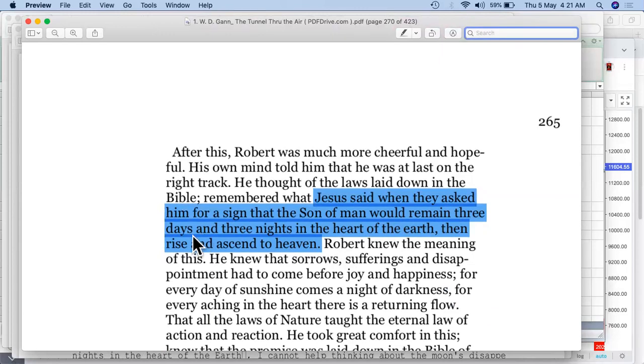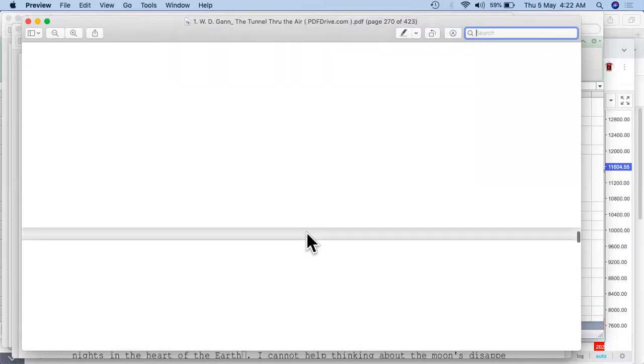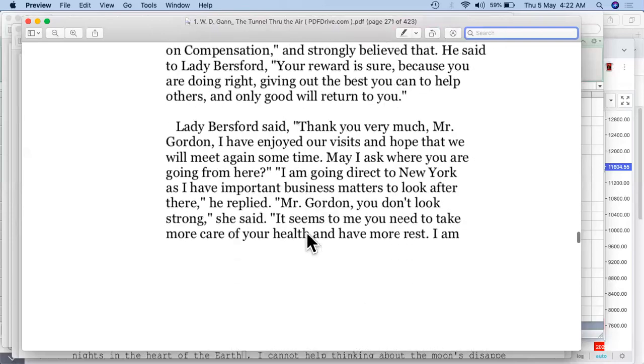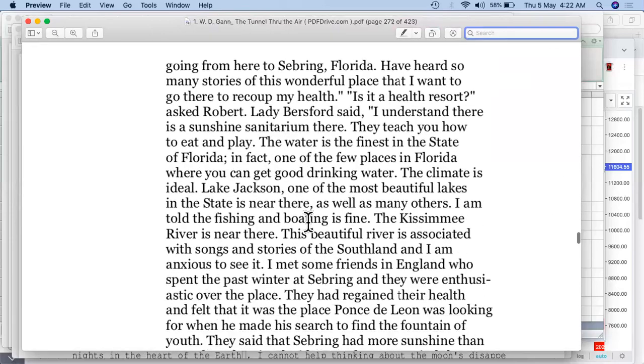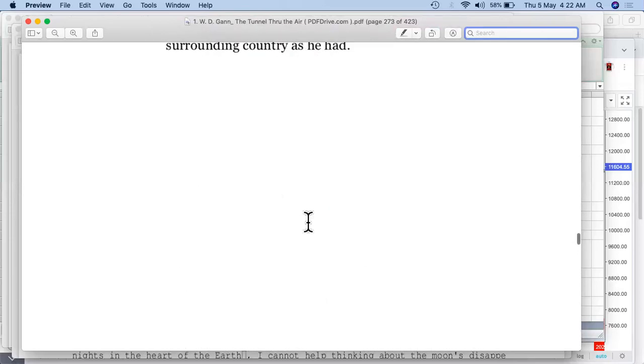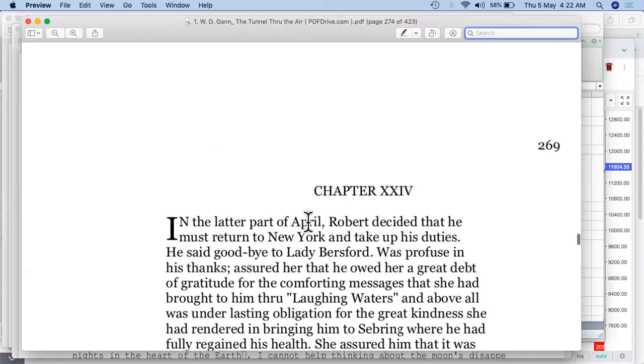Jesus said, when they asked him for a sign, that the Son of God will remain 3 days and 3 nights in the heart of the earth, then rise and ascend to heaven. As I told you, this has something to do with the moon, and we'll probably try to cover it in the next chapter. At this time, let's look at the simpler parts, because those have more to do with details. We need to get into the details of that part.